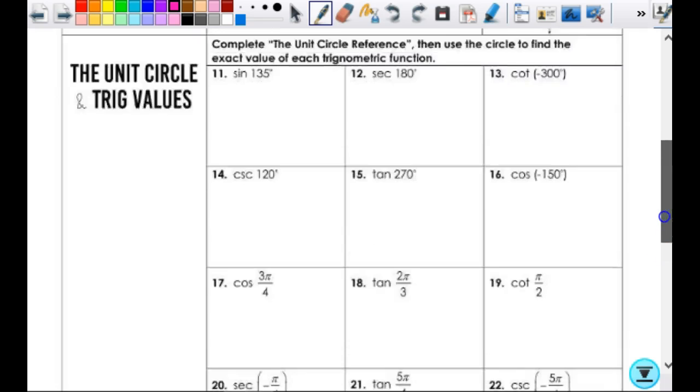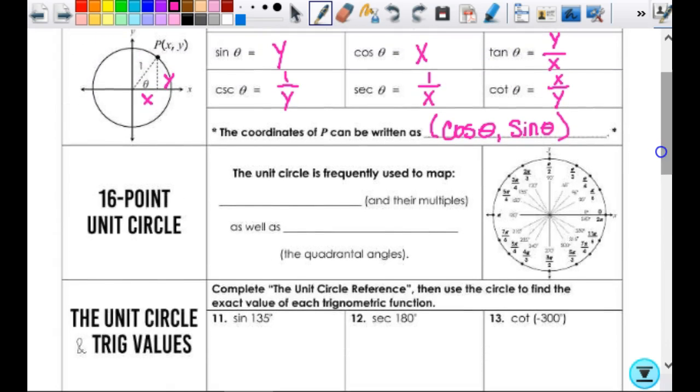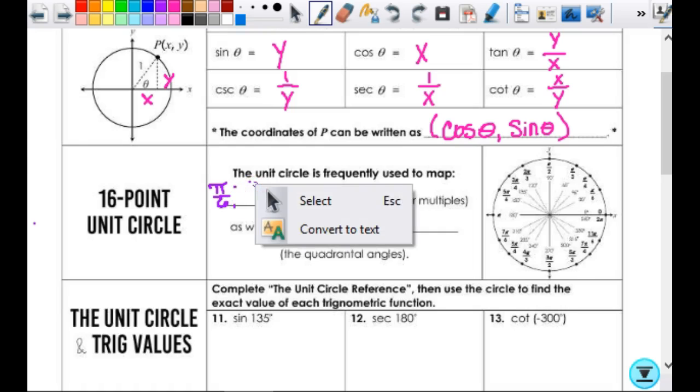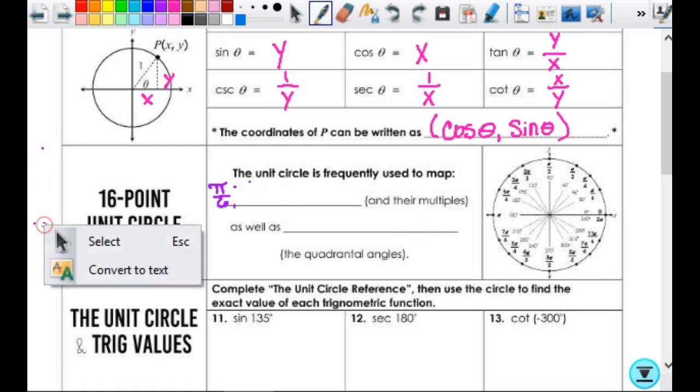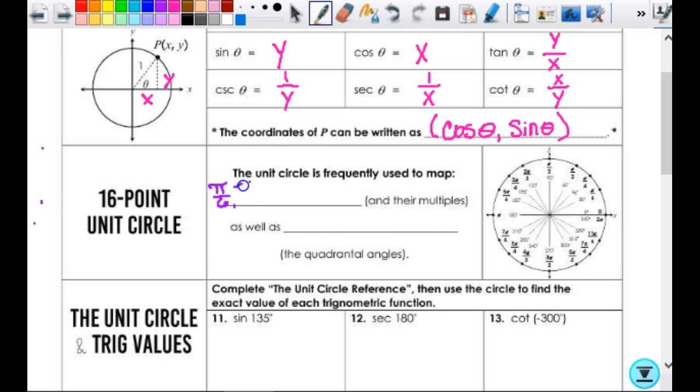And the ordered pairs are cosine theta, sine theta. Oops, sorry. All right, so then we have the unit circle we already know and love. It's used to map pi sixths, 30, 45, 60 degrees. And they're multiples, so that basically gives me 100.